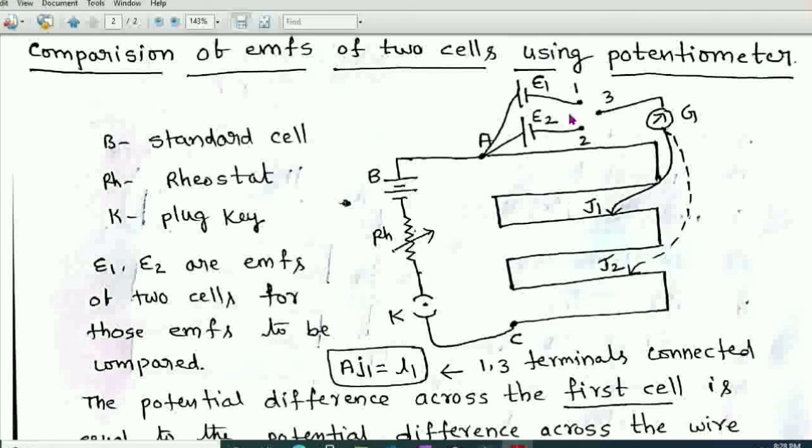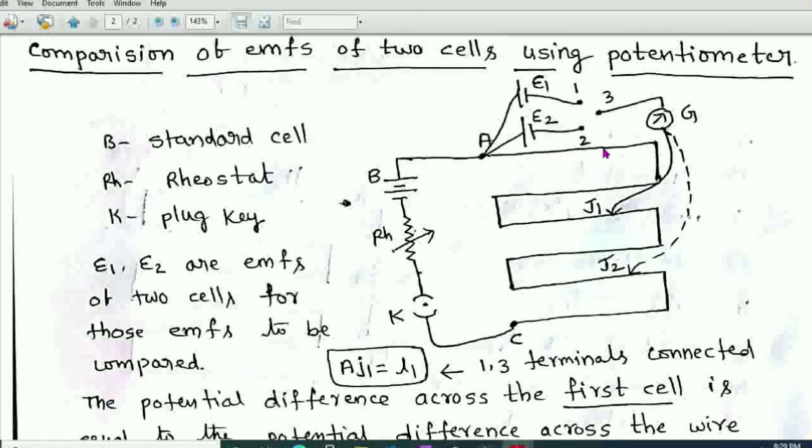Then the terminals 1 and 3 are connected first, for E1, the EMF of the first cell. Terminals 1 and 3 are for the first cell, and 2 and 3 are the terminals for the second cell. So when we connect 1 and 3, the first cell is connected in the circuit. Now we have to move the jockey, starting from A.